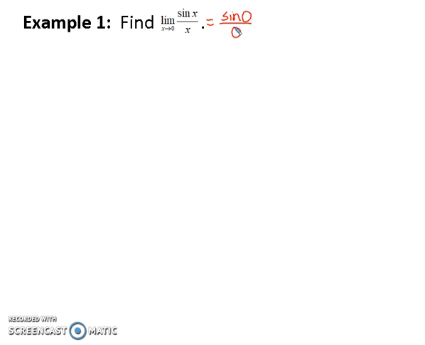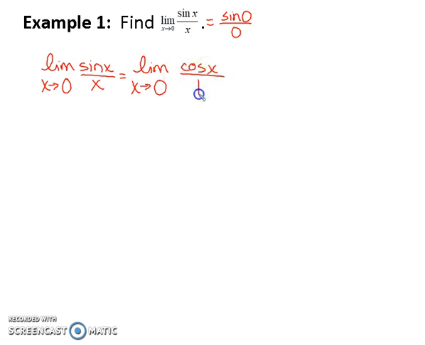But what L'Hopital's rule tells us we can do is take the derivatives of the numerator and the denominator and evaluate their limit. So the derivative of sine of x would be cosine of x, and the derivative of x would be 1. If I evaluate that, I get cosine of 0 over 1. Cosine of 0 is 1. And so the answer for my limit is equal to 1.